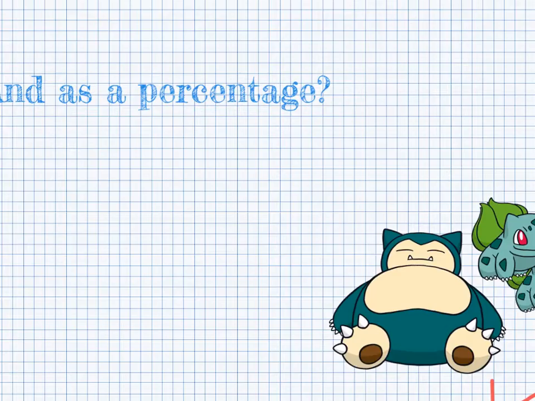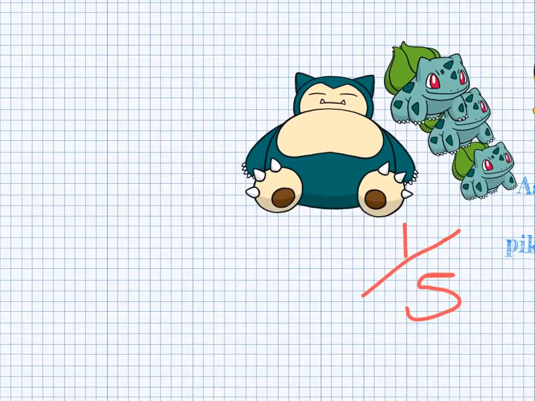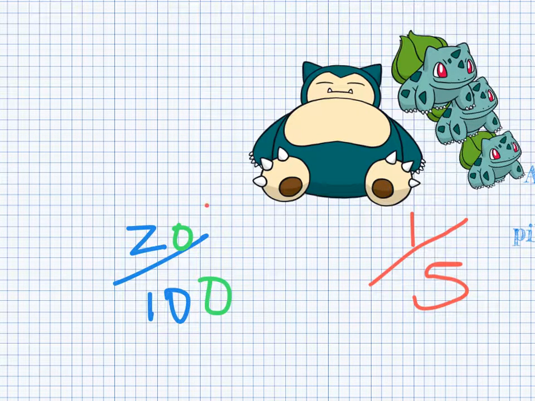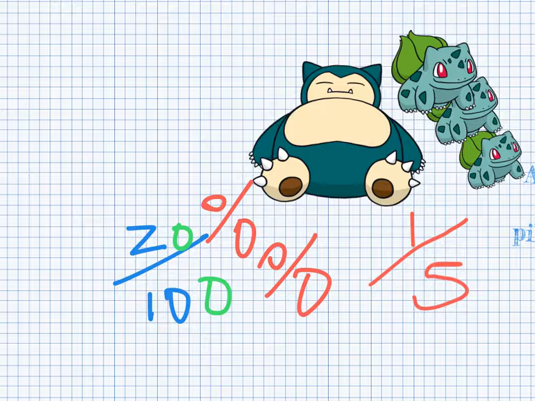So I also want to work out what is that as a percentage. So I'm going to do this in blue, and I'm going to work out that that's also 2/10, which I can also change to 20/100, which gives me 20%. Out of my 100%, all my 5 Pokemon, 20% are Pikachu.